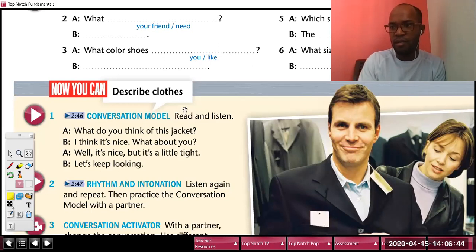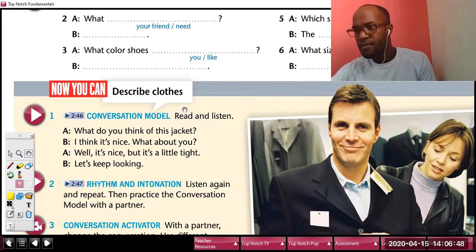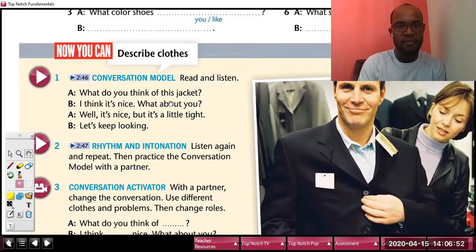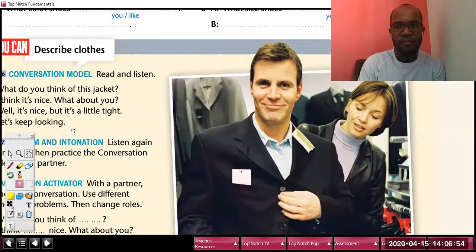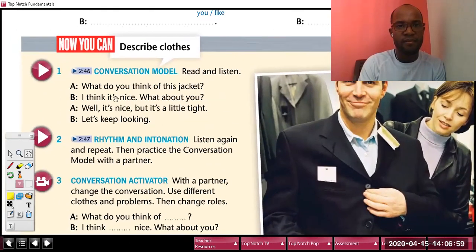Describe clothes. Page 49. Now you can describe clothes. Exercise 1. Conversation model. Read and listen. What do you think of this jacket? I think it's nice. What about you? Well, it's nice, but it's a little tight. Let's keep looking.